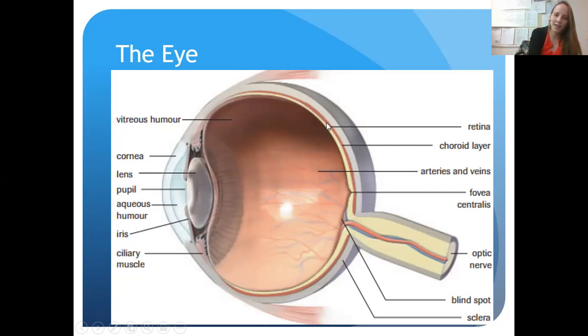This reddish layer in here is the choroid layer. It supplies blood to the retina, which is this yellow layer on the inside here. That retina is made up of the pigmented epithelium with the rods and cones in it. You're going to find the highest concentration of rods and cones in the fovea centralis, with lots of cones inside and the rods around the outside. Then we have the optic nerve, which comes out of the back of the eye, and right in front of that, where the optic nerve attaches to the retina, is a blind spot.